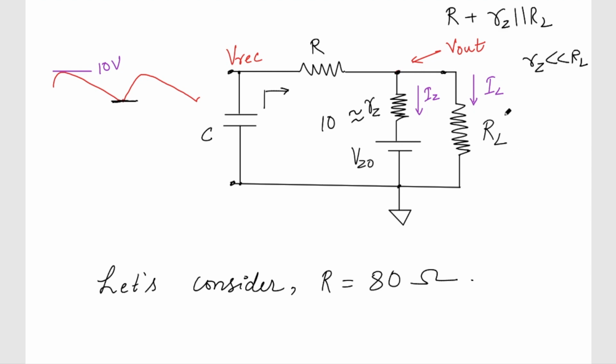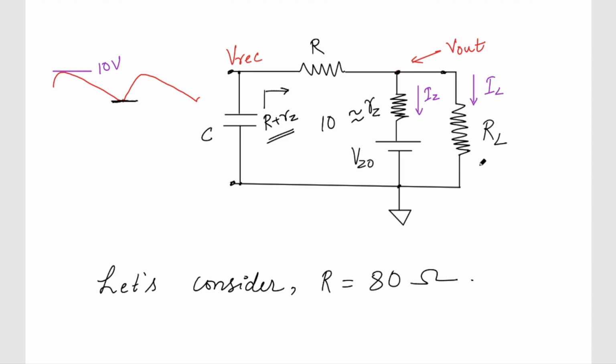So that means we can approximate this whole thing with R plus RZ. Okay, so the discharging time is mostly defined by R plus RZ. So this will be defined by the C and R plus RZ. What it means is that once you have selected the value of this R, this voltage is going to get fixed. The lower voltage is going to get fixed because it is not dependent on this RL.